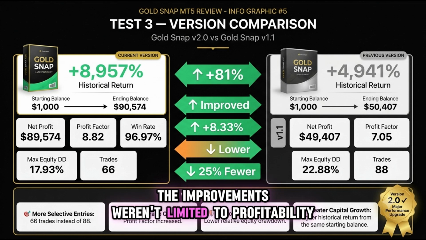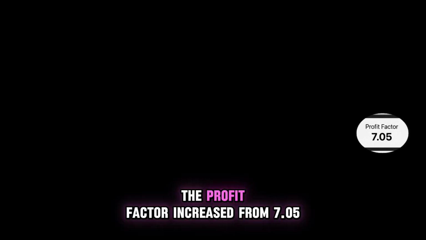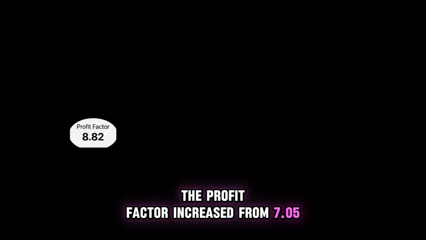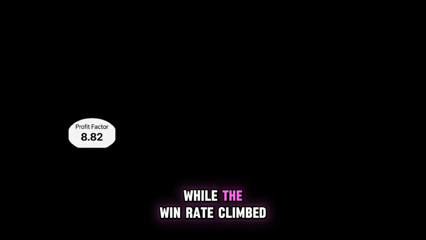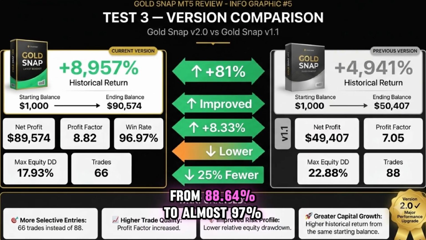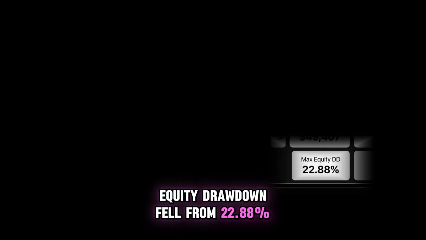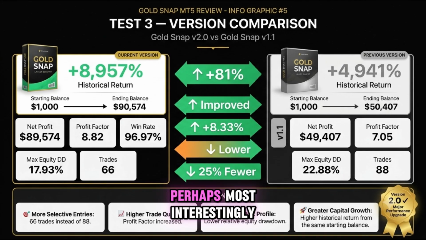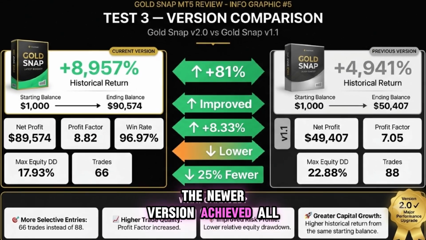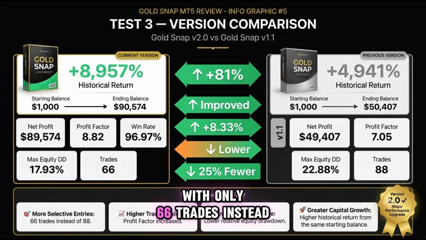The improvements weren't limited to profitability. The profit factor increased from 7.05 to 8.82, while the win rate climbed from 88.64% to almost 97%. At the same time, the maximum relative equity drawdown fell from 22.88% to 17.93%. Perhaps most interestingly, the newer version achieved all of this with only 66 trades instead of 88.